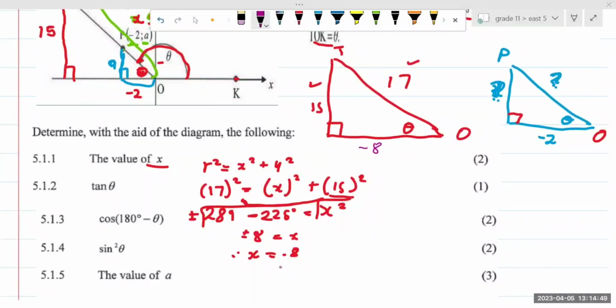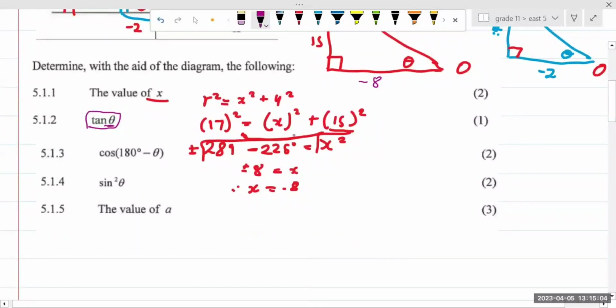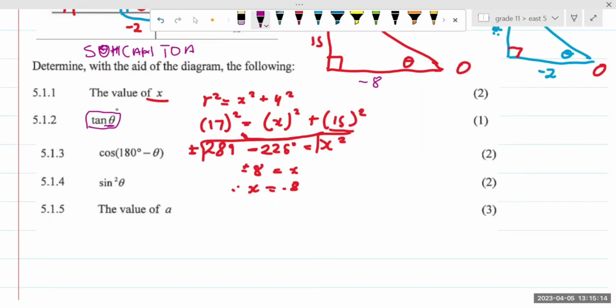Let's continue, and the first question says we should determine the tan of theta. Not theta. We're not looking for theta. We want to know what is going to be the trig ratio, the tan of theta. Now we're going to use our trig ratios, and then we're going to use SOHCAHTOA. So we're looking for tan. How would you define tan? It's opposite all over adjacent.